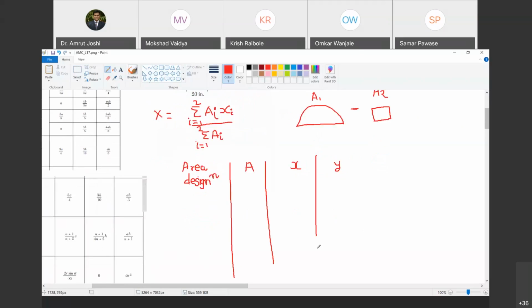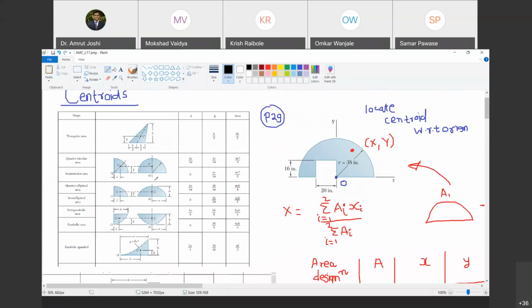Chalo, now let's do it. So what are the two areas that we are going to have? The first one is semicircular. Just give me a minute. Okay. So the first area is the semicircular area. Do you agree with me? Yes, sir. So just have a look at this diagram.